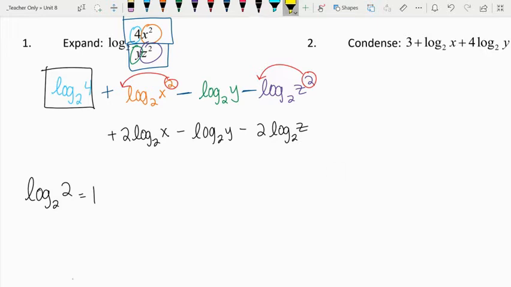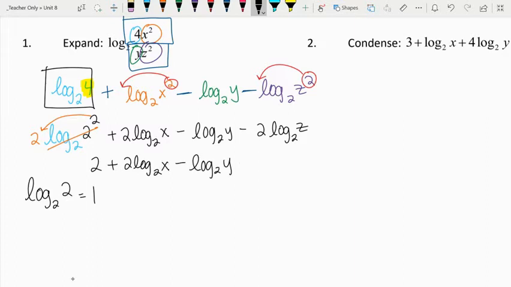So you want to try to see if this 4 can be rewritten with 2 as the base. Well, that's pretty simple. We should know that 4 is the same thing as 2 squared. So what really is happening here is essentially, you don't have to think about it this way, but you're bringing the 2 out in front, and the log base 2 of 2 cancels. So your final answer is 2 plus 2 log base 2 of x minus log base 2 of y minus 2 log base 2 of z.